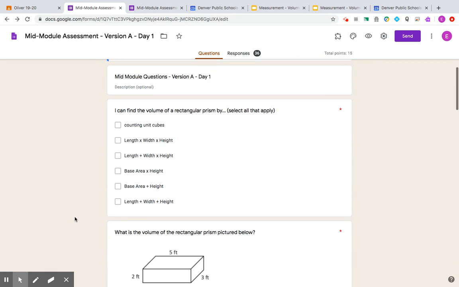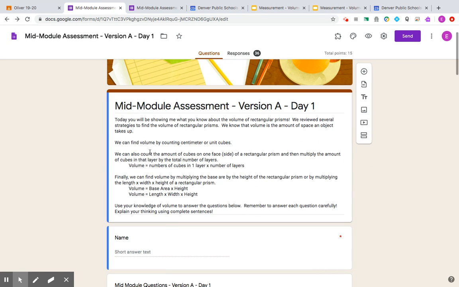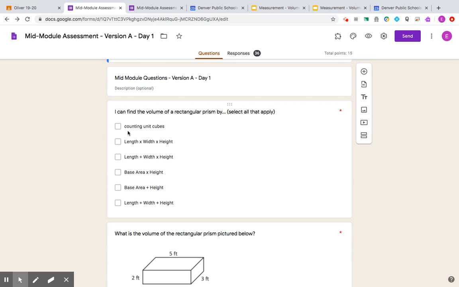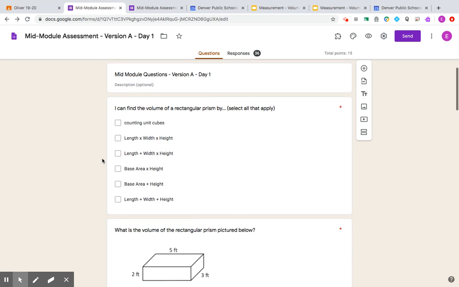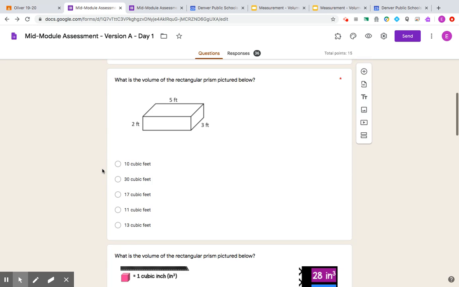For instance, on this first question, it says, how can you find volume? Select all that apply. Now, if you had read the intro, you would have found out I can count cubes. I can do base area times height, length times width times height. Those are the three answers you should have chosen. Some of you guys were looking at length, so I must choose this, but it's a plus sign. So that's incorrect. Please read the directions.